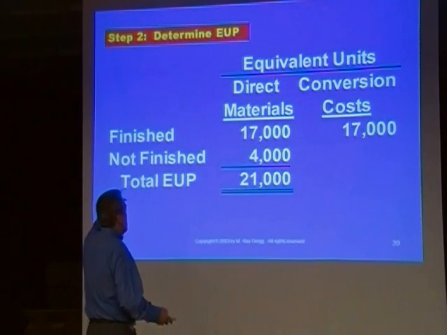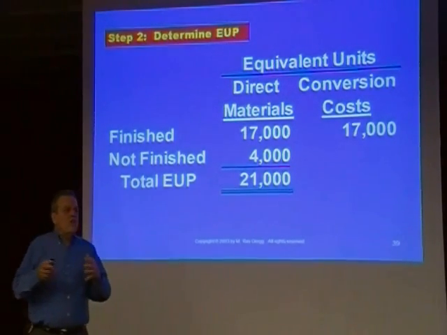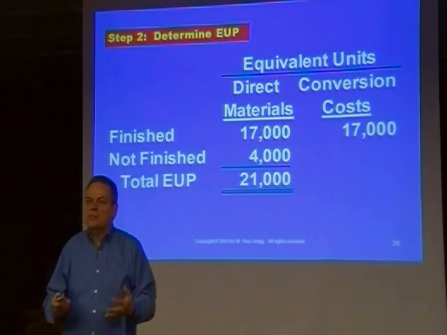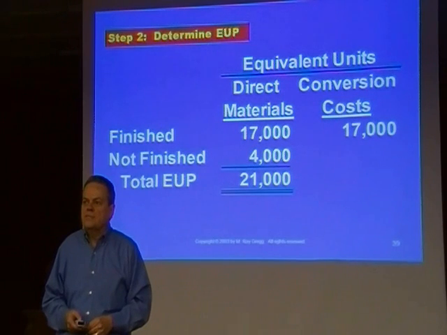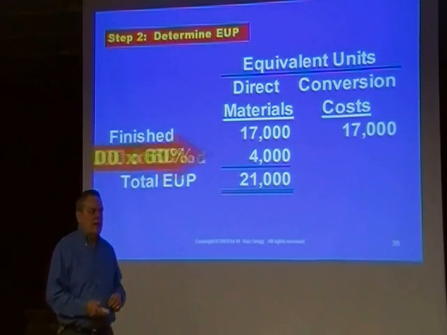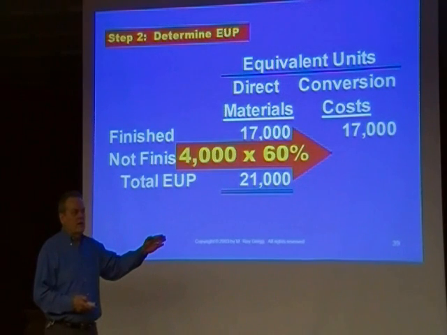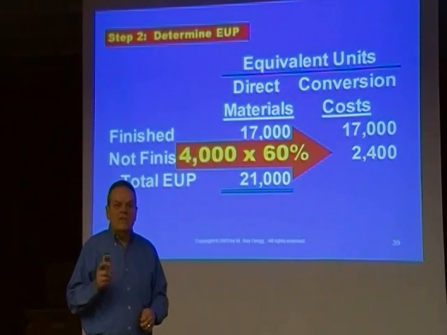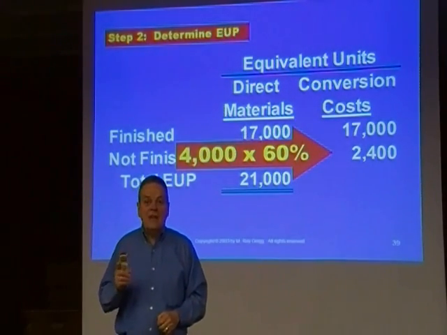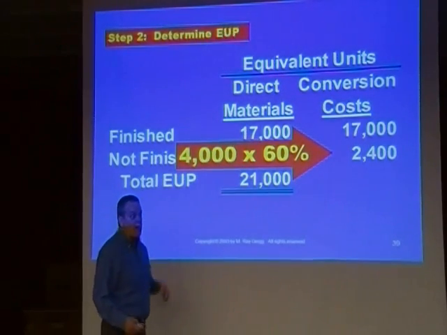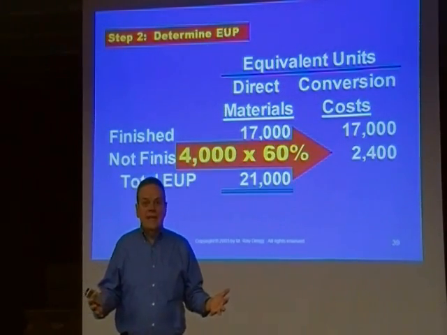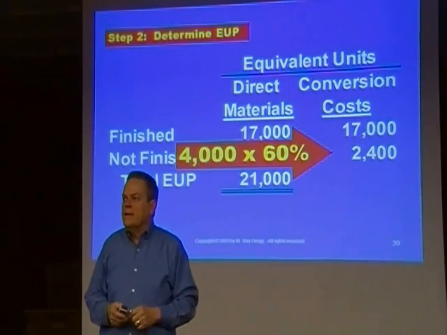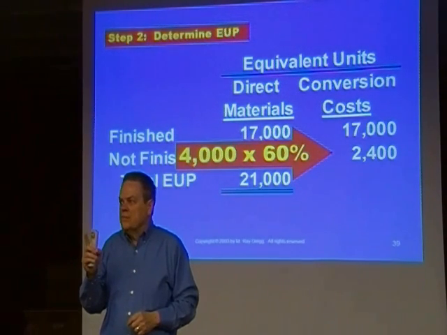Now, how hard did we work on this batch? The problem says for the 4,000 units in ending inventory, we expended how much effort? There's a percentage stated in the facts. Say it to me. 60%. We finished them 60% of the way. We worked as hard as we could. That's the equivalent of 2,400 units. But not one of them was finished. If they had been finished, we would have accounted for them on the top line called finished. This entire batch is partially complete, 60% of the way, but not one of them is finished.